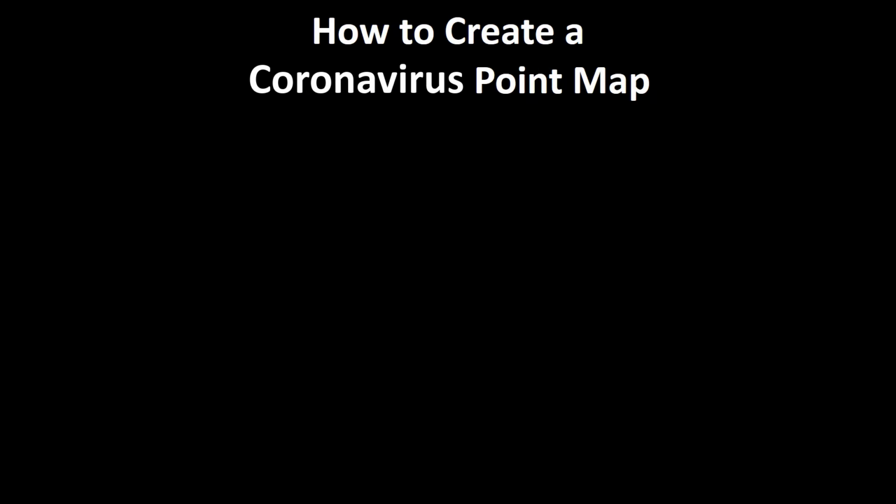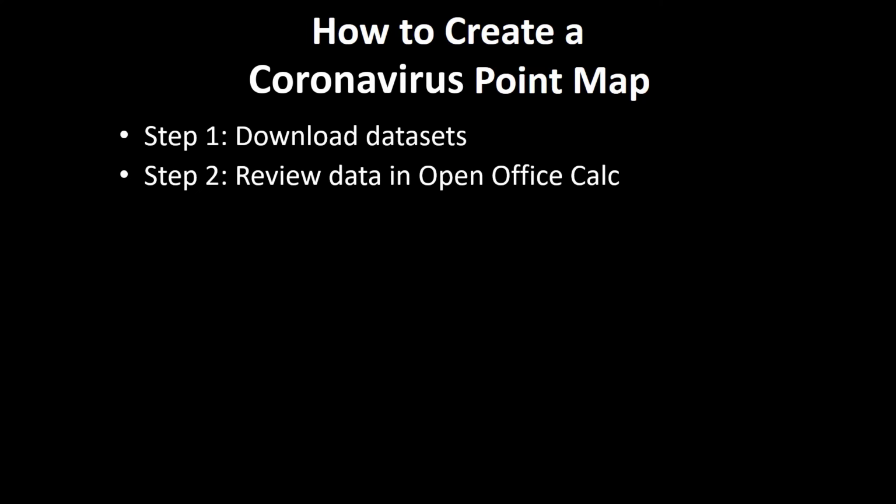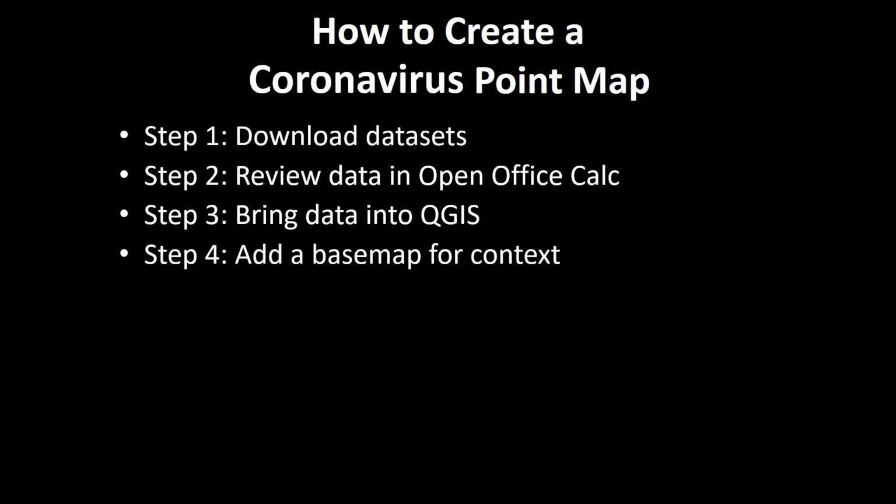So here are the steps to create a coronavirus point map. I'll go over each step as a summary, and then we'll dive into a hands-on. So you first want to go and download and unzip your data sets. We'll take a look at the coronavirus data sets in OpenOffice Calc, an open source tool that's similar to Microsoft Excel. We'll bring the data into QGIS, which is an open source GIS tool.